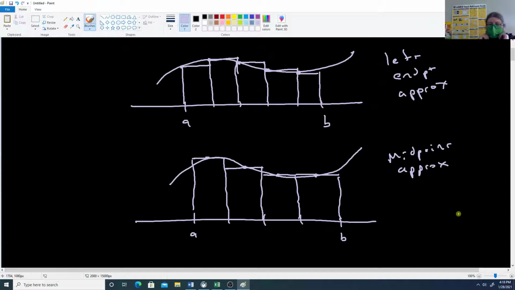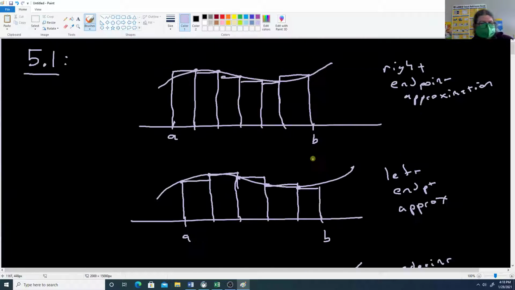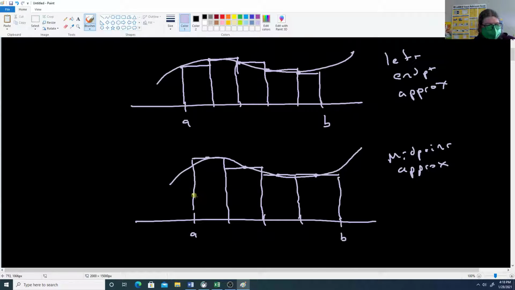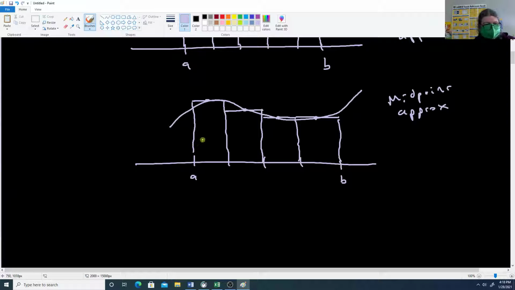Now, this kind of shows you the three different ways. Right endpoint, the rectangle's heights get set by the right edge. Left endpoint, the rectangle's heights get set where the left edge meets the function. And midpoint approximation, it's where the midpoint of the rectangle meets the function, so that's the height of the rectangle. Then we add all the rectangle areas together, and that approximates the area under the curve.